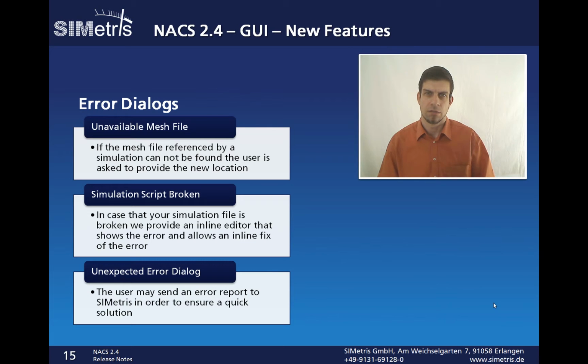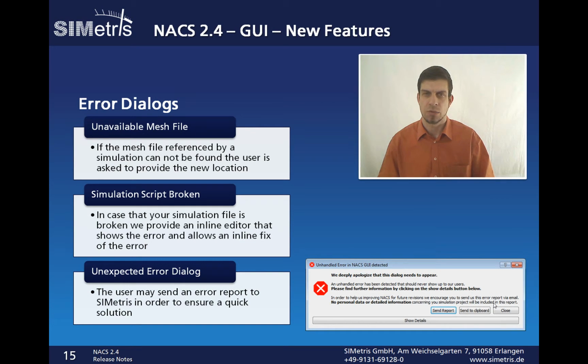Finally, it might happen that some unexpected errors still occur. If this happens, then we improved that dialog as well. We will show you what happened, but we also have a button that allows you to directly send an email to our support email address. And this will ease the bug tracing process on our side, and we will help you much faster to get that problem solved.